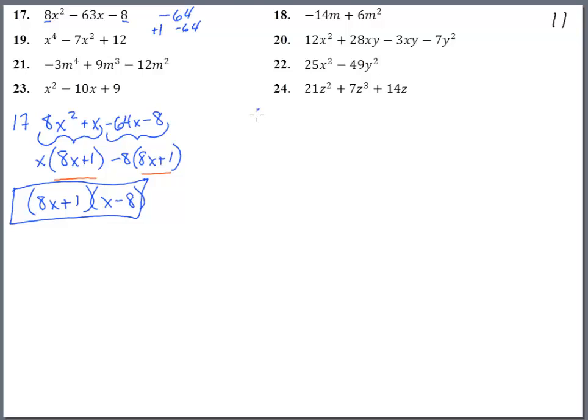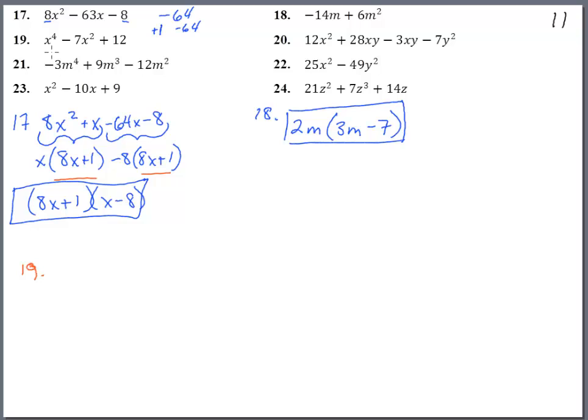Okay, number 18. Negative 14m plus 6m squared. It looks like we can take a 2m out of both of those. Again, try the greatest common factor first, see if it works. We're going to be left with a 3m here and a minus 7. And you could have written that as negative 7 plus 3m, or taken a negative 2m out, and they are all equivalent.